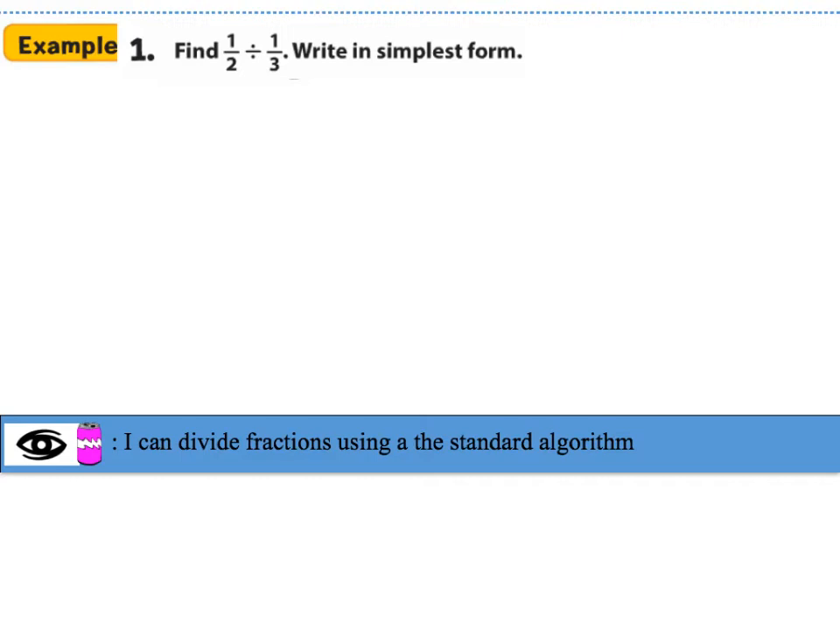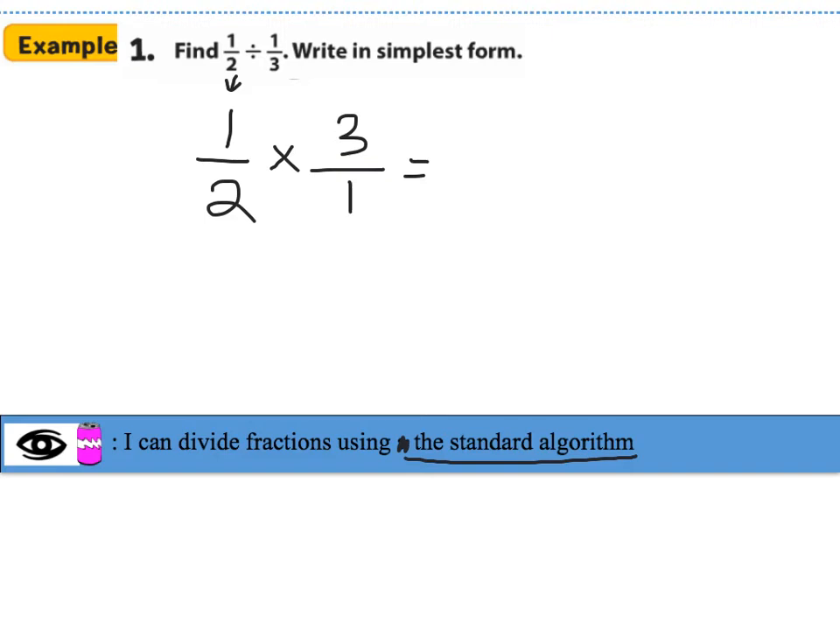Okay, so this example 1, we're still talking about the same example, but now what we're going to do is solve this problem using the standard algorithm. So I'm going to take 1/2 and keep it the same, and we're not going to flip that fraction. We're not going to take the reciprocal of 1/2, but the division sign becomes a times sign, and the reciprocal of 1/3 becomes 3/1.